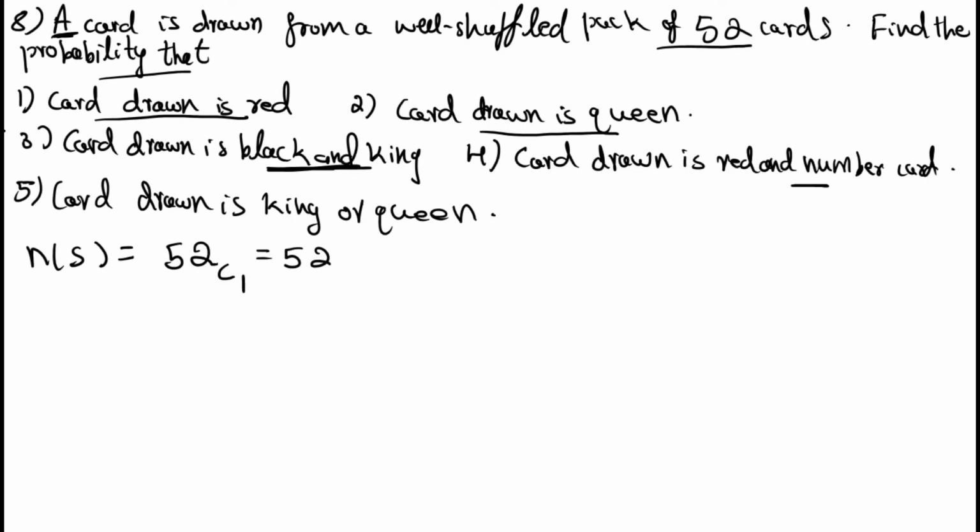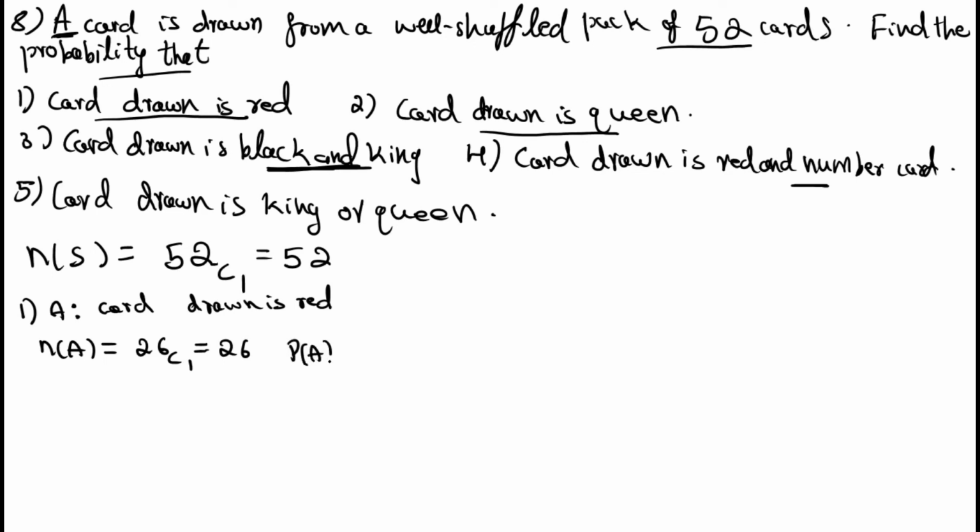Probability of event A, first question, take event A: card drawn is red. In that, you can say that n of A is equal to how many cards are there? Red cards, 26 red cards are there. You need to take one card, 26C1, its value is equal to 26. So calculate probability of A. Probability of A is equal to n of A divided by n of S. It's equal to 26 divided by 52. Its value is equal to 1 by 2. This is the solution for the first question.